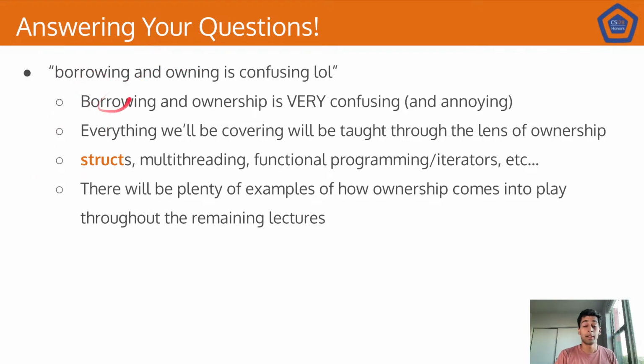Okay, so borrowing and owning is very confusing. Yes, that is the whole idea of learning Rust. Borrowing and ownership is very confusing, and that is part of the learning curve to the Rust programming language. So everything from now on out will be taught through the lens of ownership. So that's going to be structs, multi-threading, functional programming, iterators. Everything we're going to teach about is going to have some little examples of how ownership ties into that. So I hope that you'll just keep getting more and more exposure to borrowing and ownership, and hopefully by the time final products roll around, you'll be a little bit more comfortable with that.